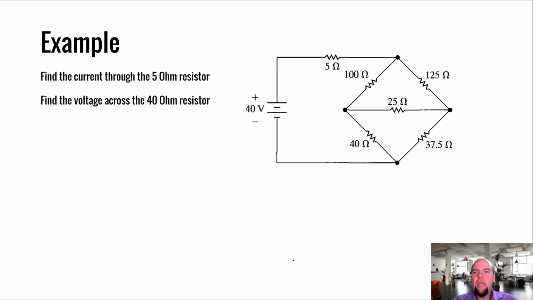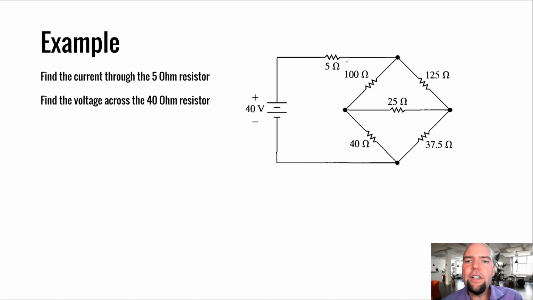Okay, let's do it. So let's look at this circuit and let's say, find the current through the 5 ohm resistor. To do this, we're going to have to do a Delta-Wye. How do I know? Because it's the example problem after we talked about Delta-Wye.